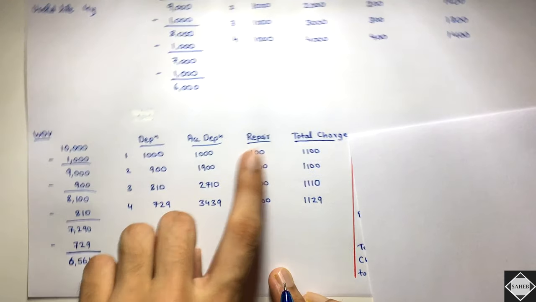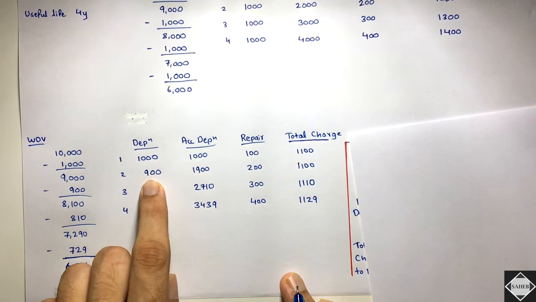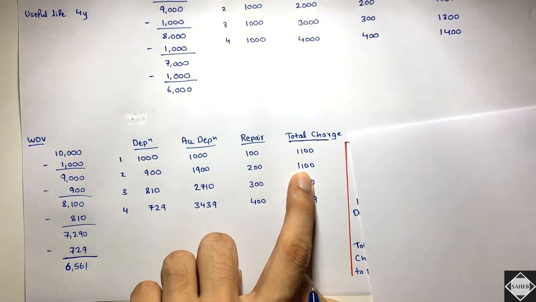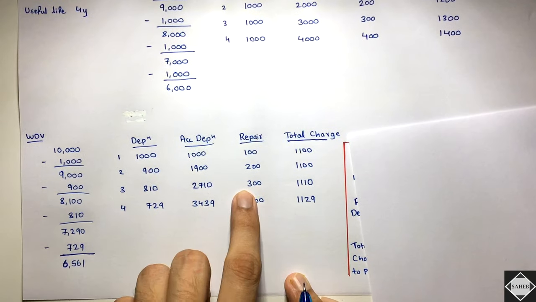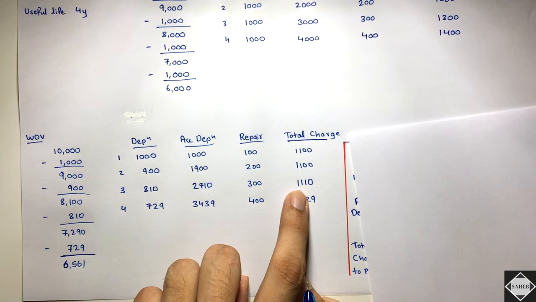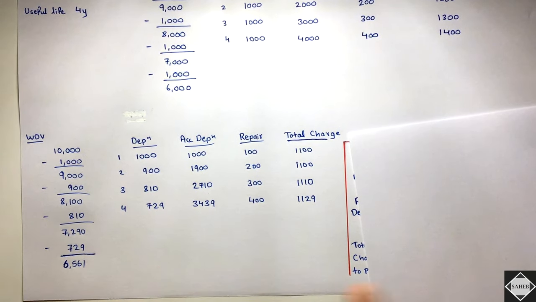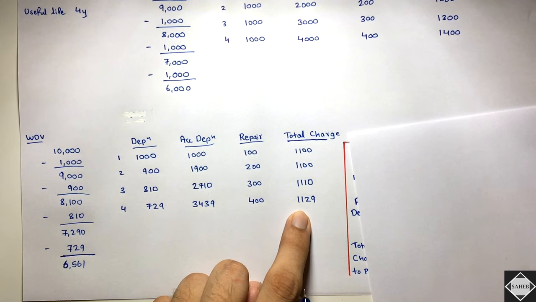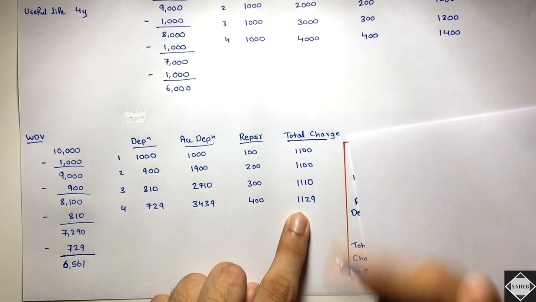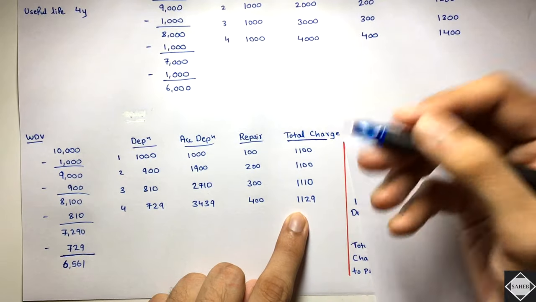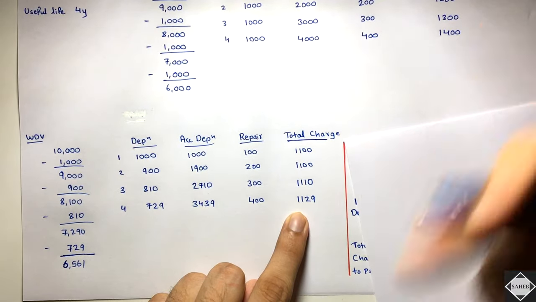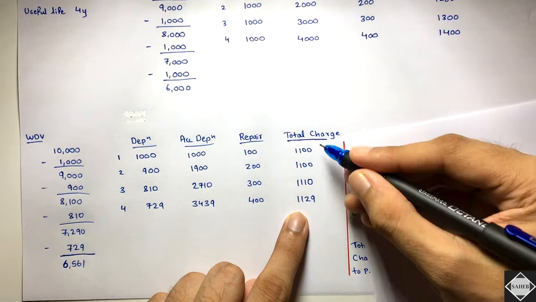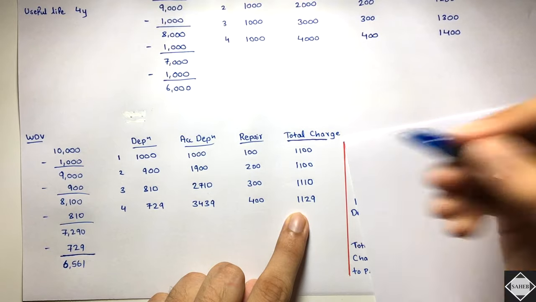1000 plus 100, that's equal to 1100. 900 plus 200, that's equal to 1100. 810 plus 300, that's equal to 1110. That's the way you have to calculate. 729 plus 400, that's equal to 1129. So you can see over here, total charge is also increasing.